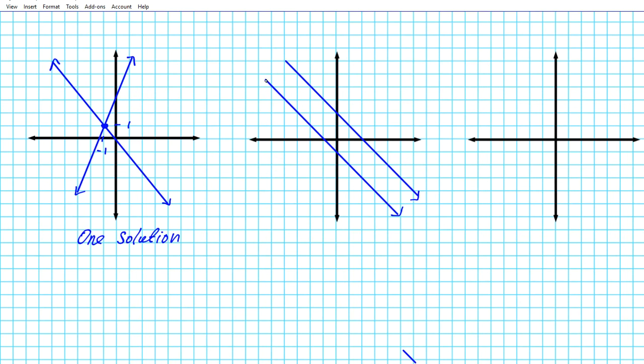Now, how do you know that two lines do not intersect? If they're parallel, how do you know for certain that they're parallel? Their slopes are the same. In this case, we have no solutions. In the previous case, we had one solution because we had one intersection. The intersection is the solution. So if you do not have any intersections, then you have no solutions.